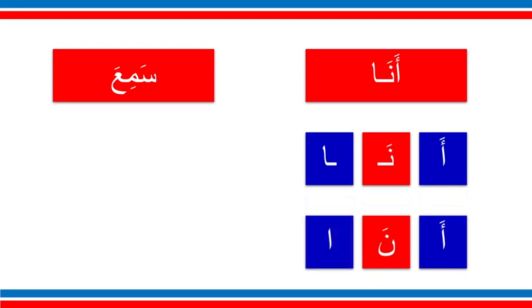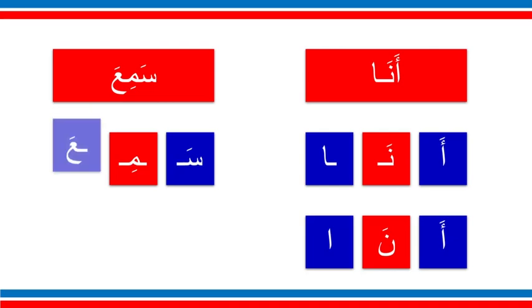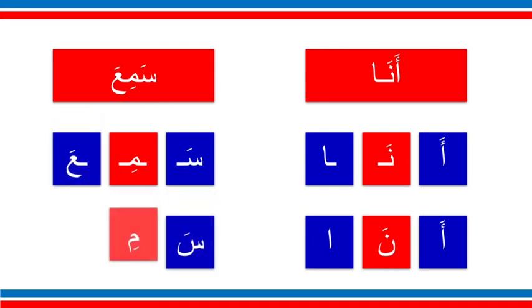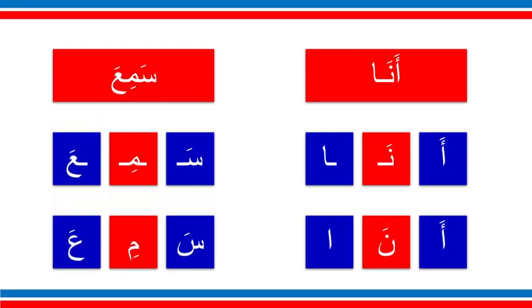Now you understand that the first A with Hamza, because it's short, it's A, Ana. I cannot say Ana, it's not like this. This Ana, the first A is short, the last A is long. Now the next word, Sami'a, Sa in the starting like this, Mi in the middle, A in the end, then in the isolated form, Sa, Mi, A.